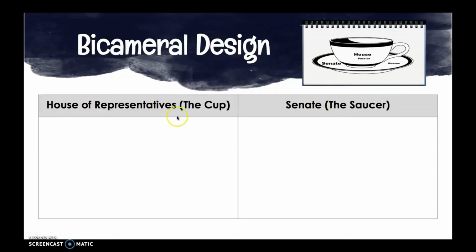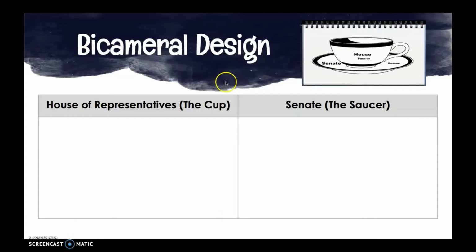The House is originally known as the cup, where you pour your hot beverage like coffee or tea. You have to think about the 1700s. But the House of Representatives is hot because it's more connected to the people and their interests. It's more about passion. And then the Senate is the saucer, right? What you set the hot cup on so you don't burn yourself or whatever you're setting the cup on. So the Senate's the saucer in that it's a little bit more experienced, more cautious, it's consistent, it's a check on the lawmaking process. It's also independent and allows for rational thought and reason.